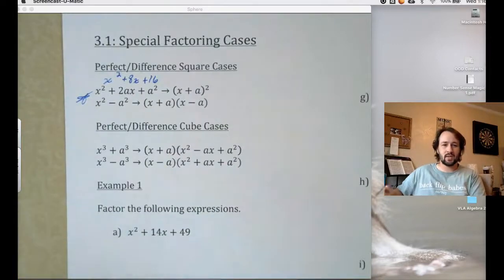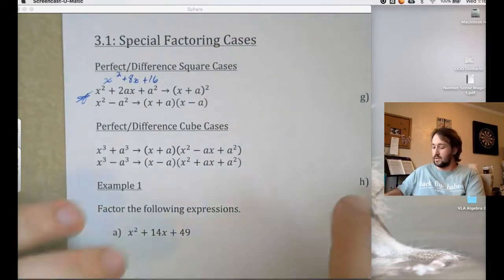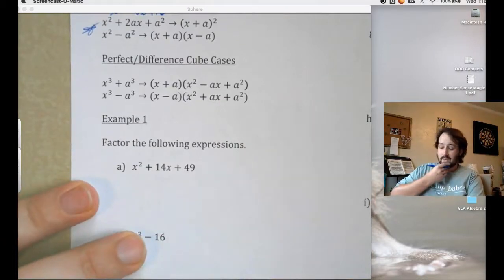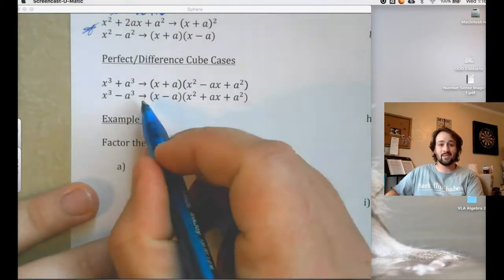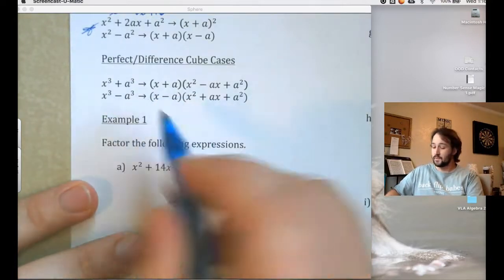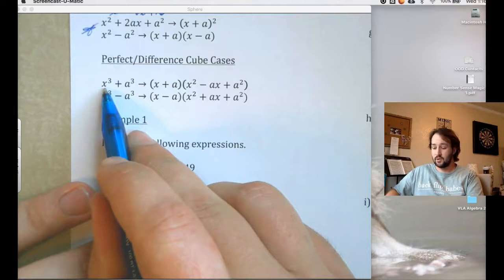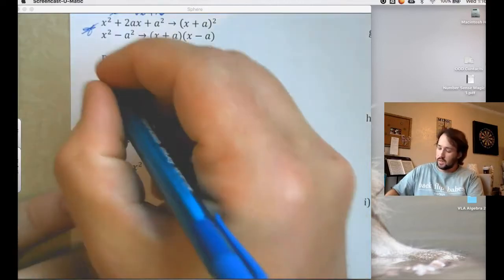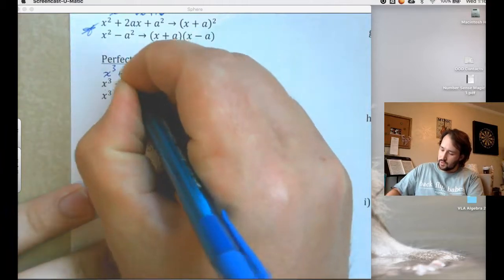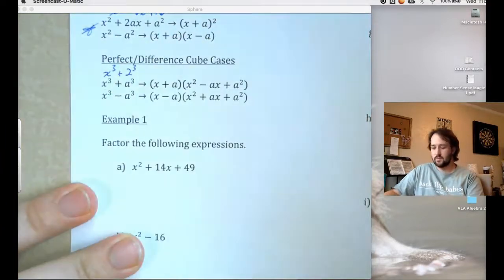Really the only special cases you need to be looking out for are the sum and difference of cubes equations. These take a little bit of practice, so I would highly suggest you write them out as much as you possibly can as you are doing these. So if I see x cubed plus some number cubed, like x cubed plus 2 cubed, which would be 8, we'll see how these work as well.